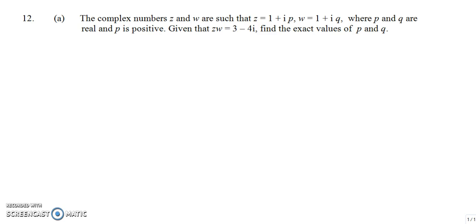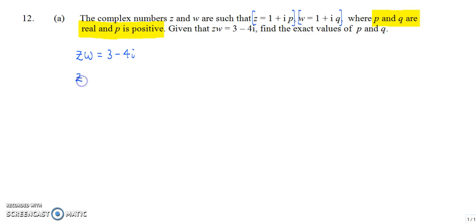We are now looking at complex number tutorial 9b, question 12. Question 12 has two parts, part A and part B. Let us now attempt part A. Part A gives us two complex numbers z and w, where z equals 1 plus ip and w equals 1 plus iq. The condition is that p and q are both real, and in particular p is positive. Next, the question tells us that z multiplied by w equals 3 minus 4i.